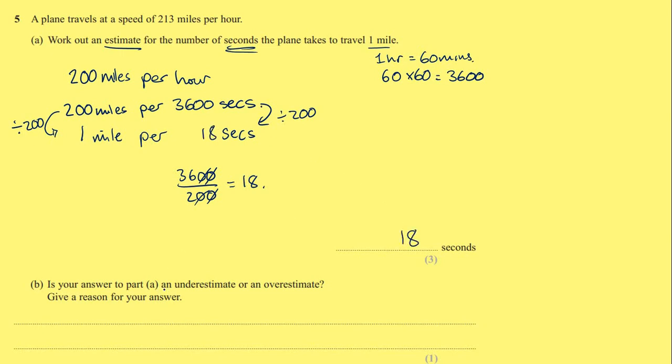Is your answer an underestimate or an overestimate? Well, let's talk about what I did with this. I said that the plane was going to be slower than it actually is. But in real life, it's faster. If it's faster, it should take less time to travel the mile. So, in real life, the plane is faster.